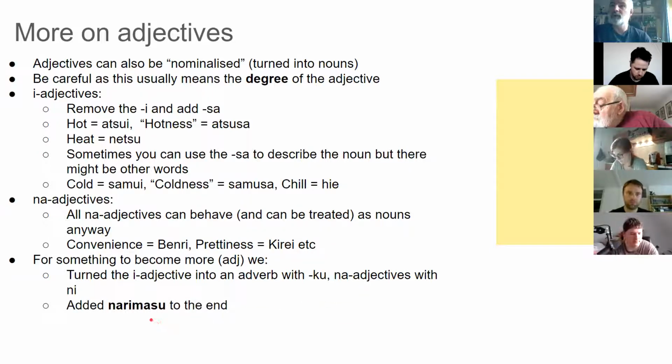And we add narimasu to the end to say, for example, tomorrow will become hotter. We would say ashita atsuku narimasu, or it will become hot tomorrow. To say it will become even hotter, we'd say ashita motto atsuku narimasu. To say something becomes more convenient, the trains have become more convenient: Densha ga motto benri ni narimashita.